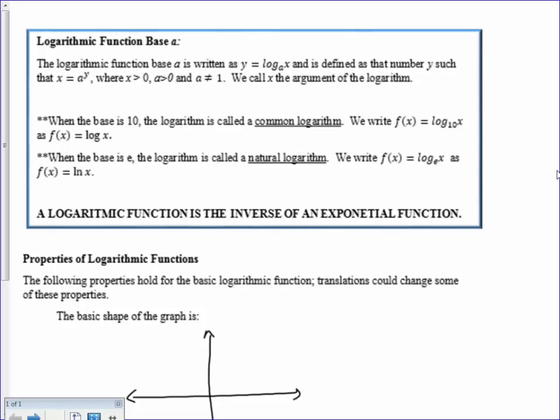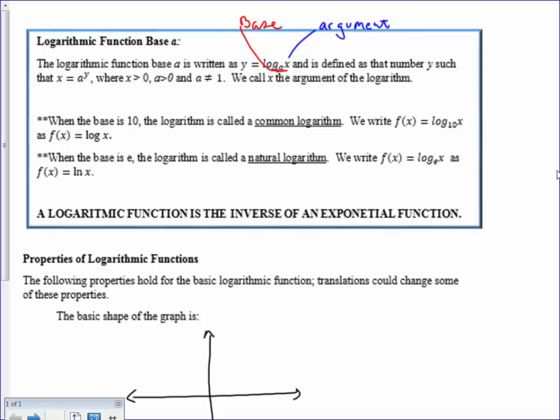Make a note up here. X is the argument. And then also make a note that here the a is called the base.